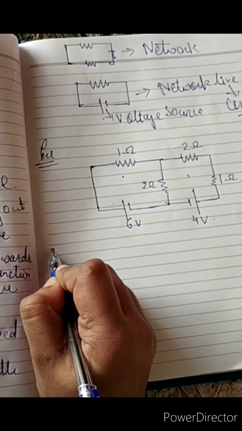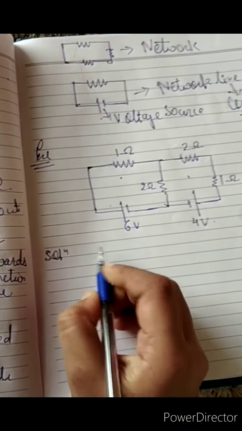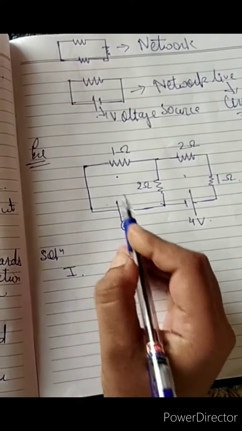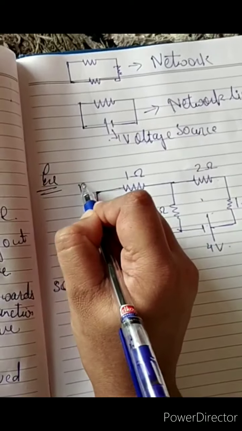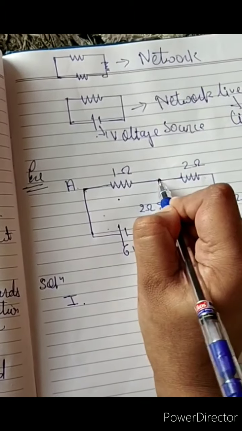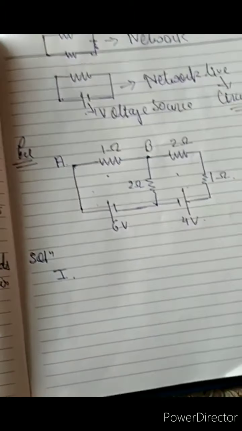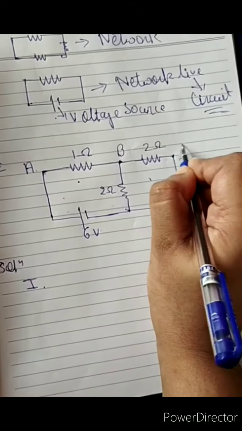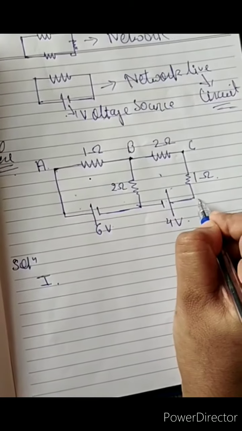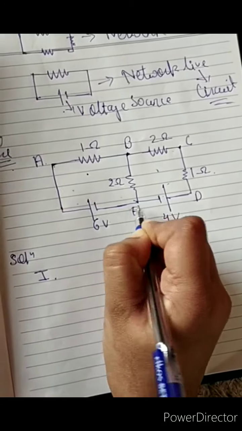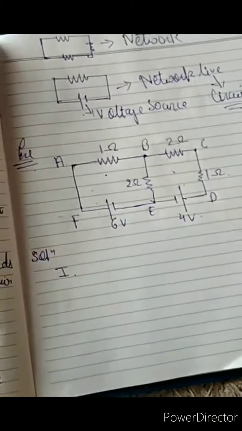Step 1 of the solution is to first name the circuit. So let's start from here. A, this is my junction point, that's why I'm giving it a name. B. C, it's not a junction point, I know, but let's just name it. First name it A, B, C, D, E and F.